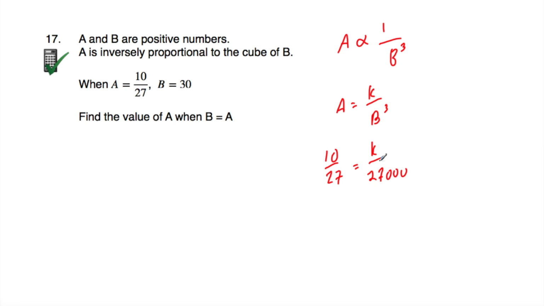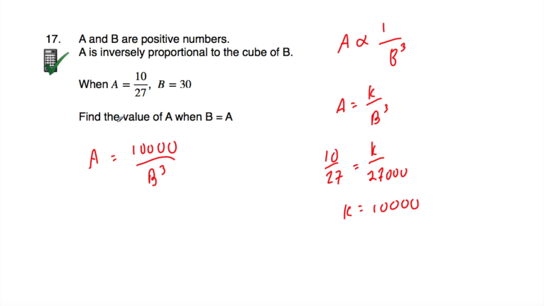And now if we want to work out what k is, we just need to solve this equation. So let's multiply both sides of the equation by 27,000. So I'm just going to type into my calculator 10/27 multiplied by 27,000, and we're going to get that k is equal to 10,000. Okay, so that's great. We now know what the constant of proportionality is. So we can put that back into the formula. So we know that a is equal to 10,000 over b cubed.